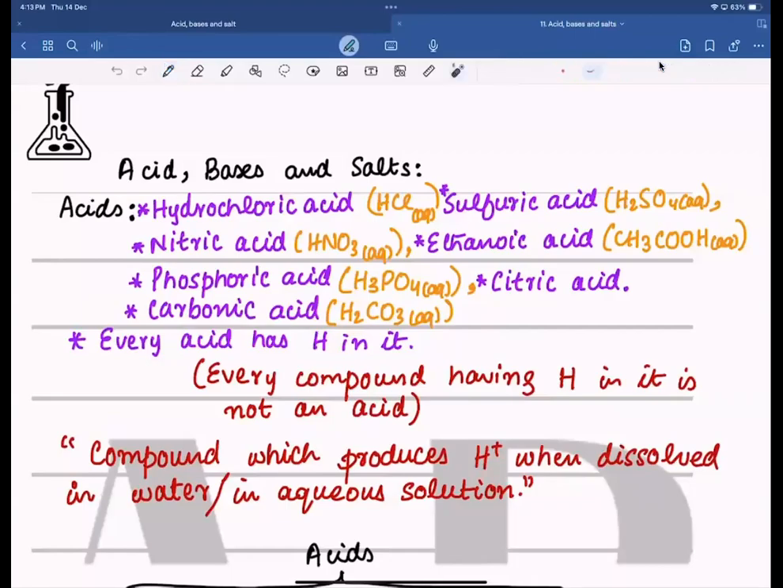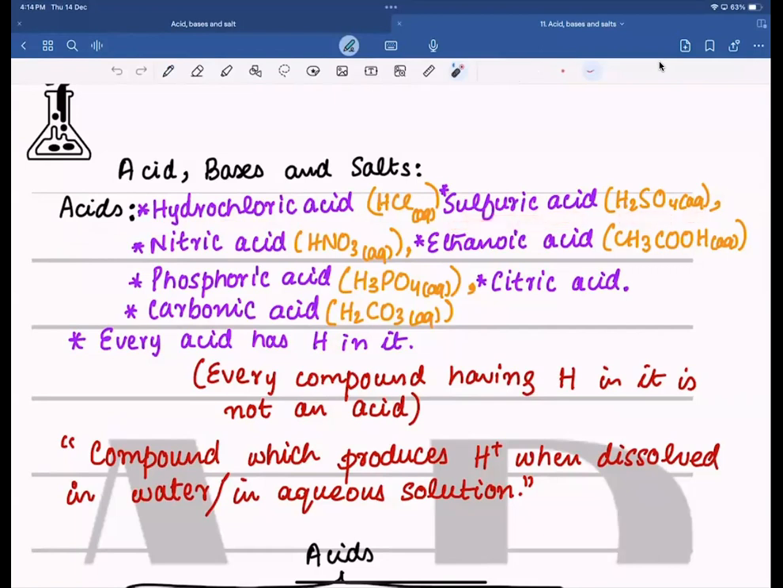Okay, so we are going to start the new chapter, acids, bases, and salts. So here you have some acids. The most familiar one, hydrochloric acid, HCl. See, in the subscript I have written aq, which means aqueous. Then you have sulfuric acid, H2SO4, which is also aqueous.